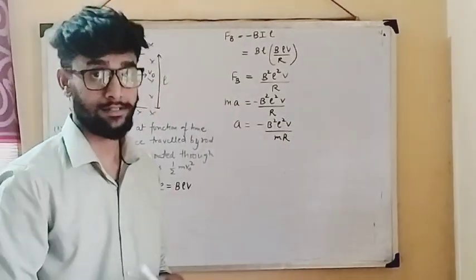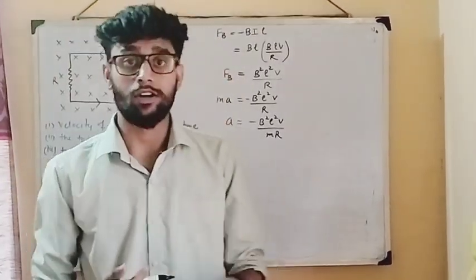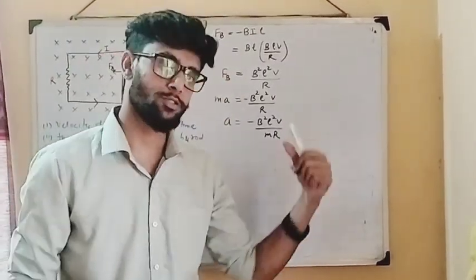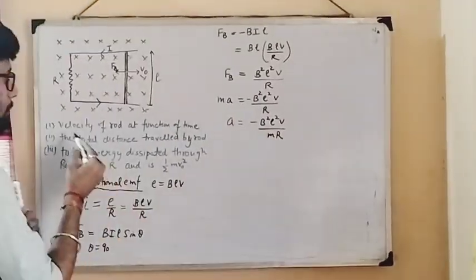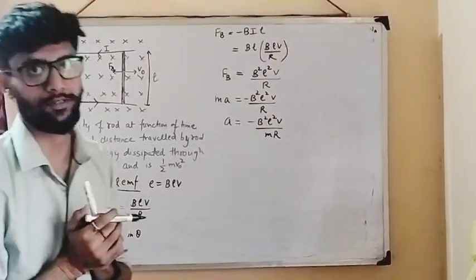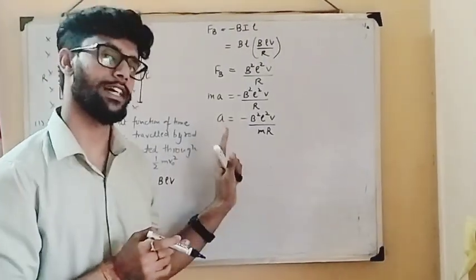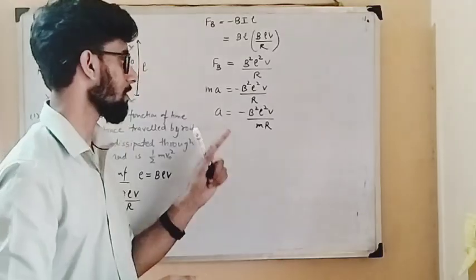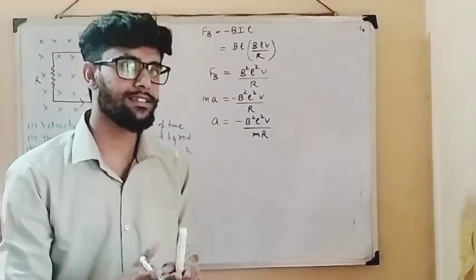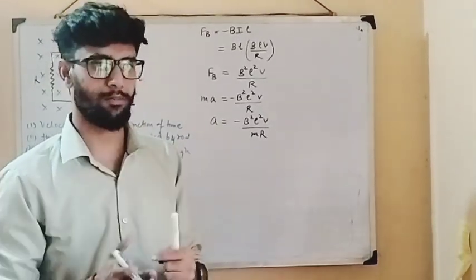The question may arise in your thoughts: why have we done this whole process, why did we end up at acceleration? Actually, it is asking about the velocity of the rod as a function of time. For that, if we know the acceleration, then we can easily calculate the velocity using the kinematic relation that acceleration is equal to change in velocity upon time.